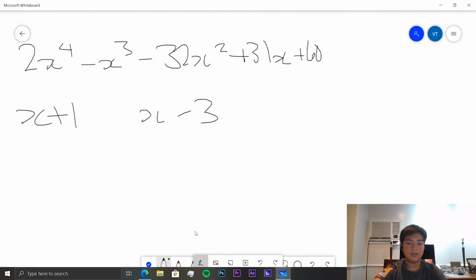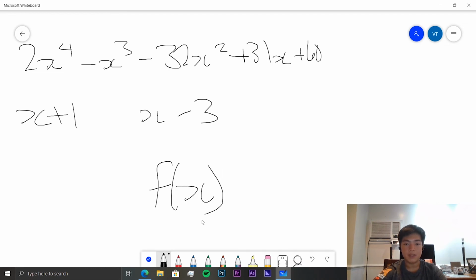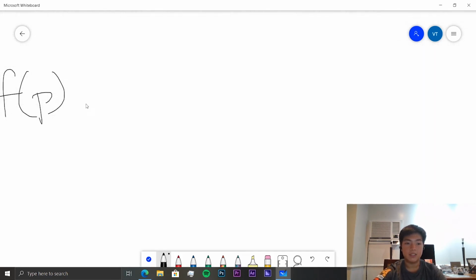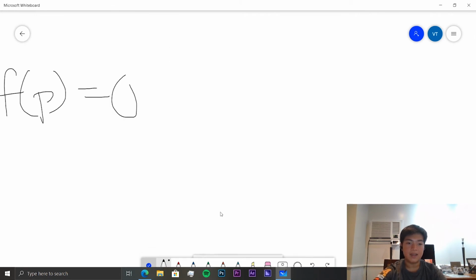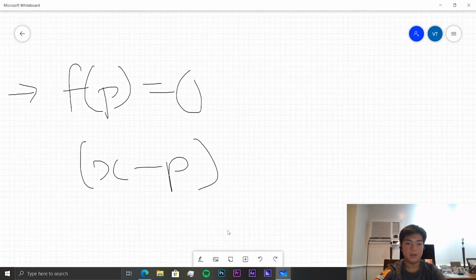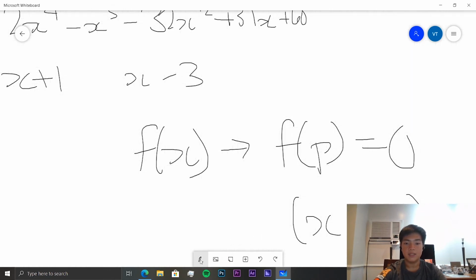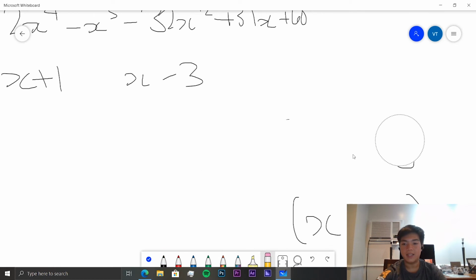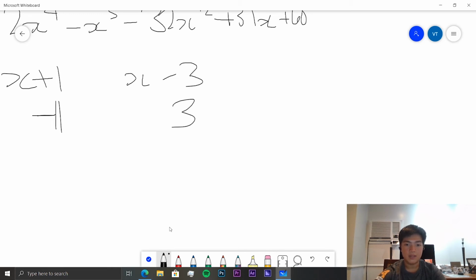And so remember, the factor theorem states if we have a polynomial, if we substitute some number, say f of p, and if f of p is equal to 0, then x minus p is a factor of the polynomial. So in this case, instead of manually dividing it to check, we can simply substitute negative 1 and 3 into this polynomial and see what they give.